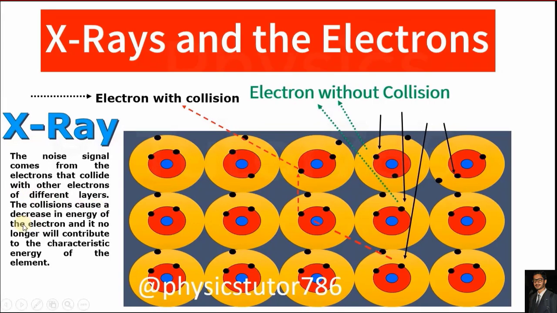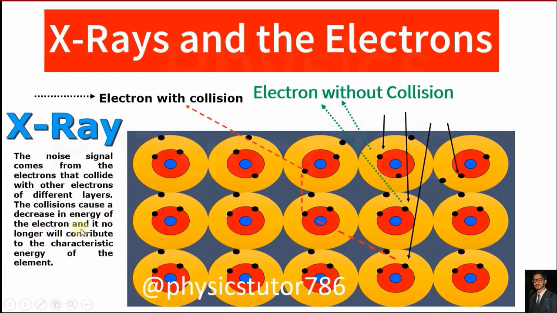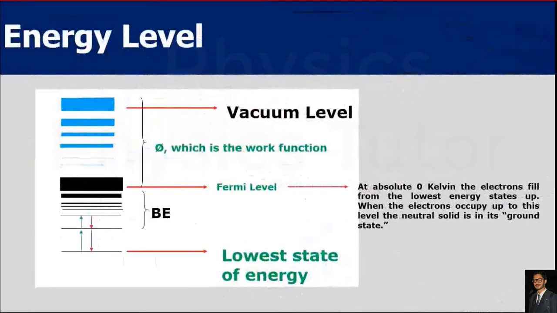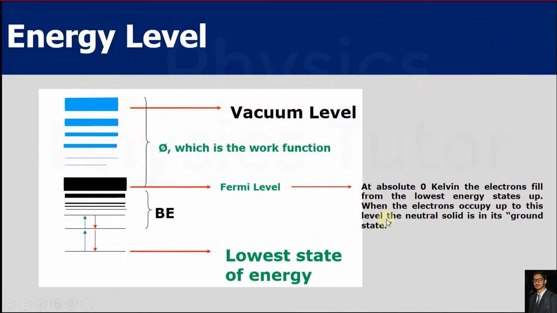So the collision causes a decrease in energy of the electron and it no longer will contribute to the characteristic energy of the element, when X-rays are incident and when X-rays are not incident. If we go into the energy level, we can see that at absolute 0 Kelvin, the electrons fill from the lowest energy state up. When the electrons occupy up to this level, the neutral solid is in its ground state.